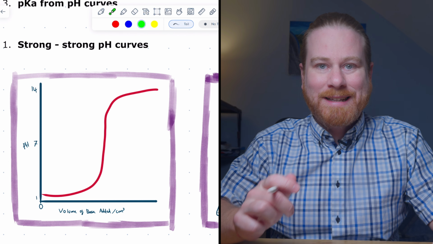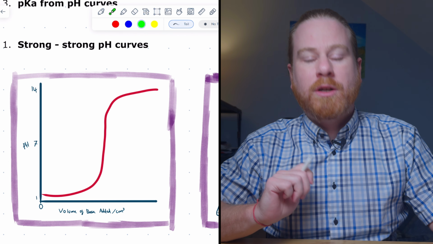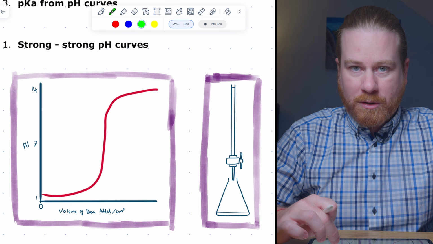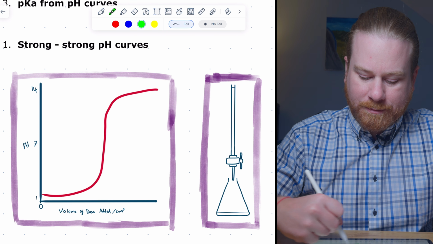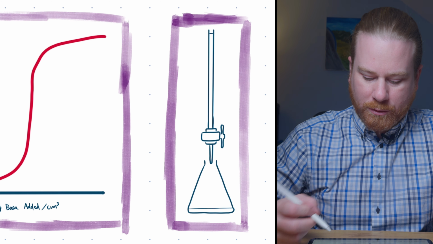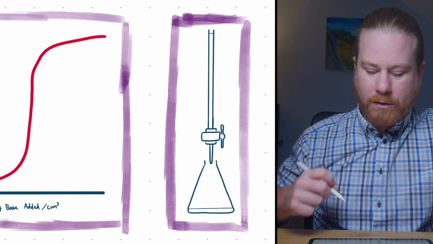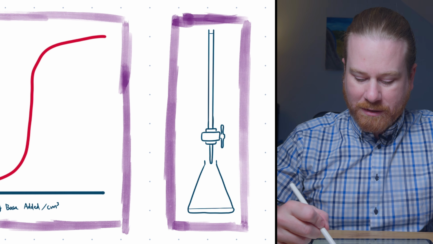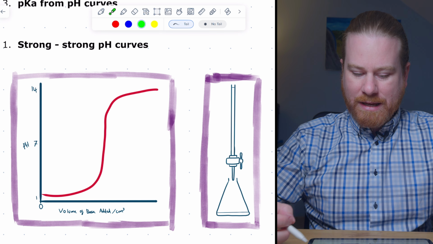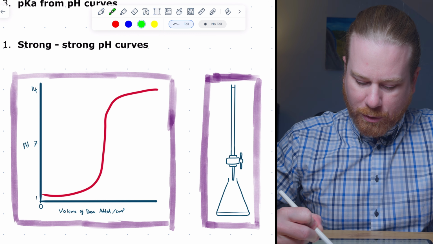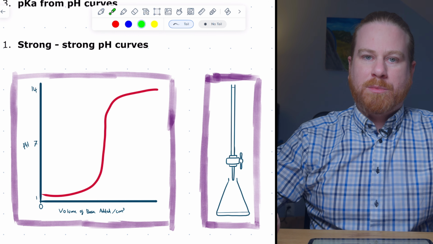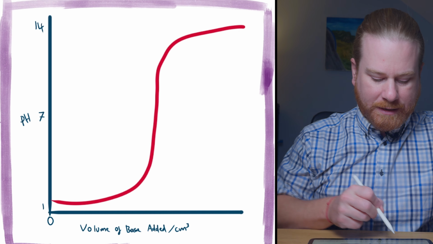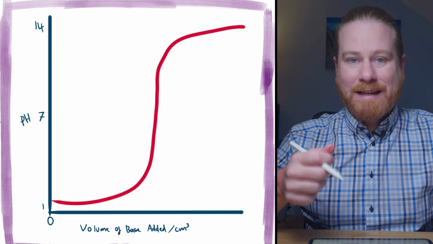So let's get started with a strong acid, strong base curve. These curves are coming about from doing a titration experiment, and in all of our examples we are going to have the acid in the conical flask already and the base is in the burette. And what's missing from my diagram is a pH probe. So a pH probe that is continually monitoring the pH of the experiment as the base is getting added.